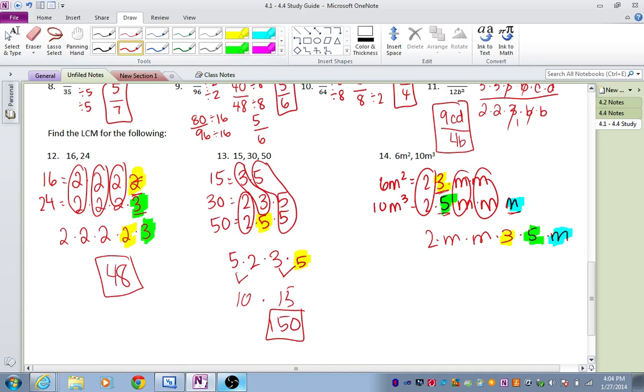So now we multiply everything together. 2 times 3 is 6. 6 times 5 is 30. And we have 3 m's. So our answer is 30m cubed.